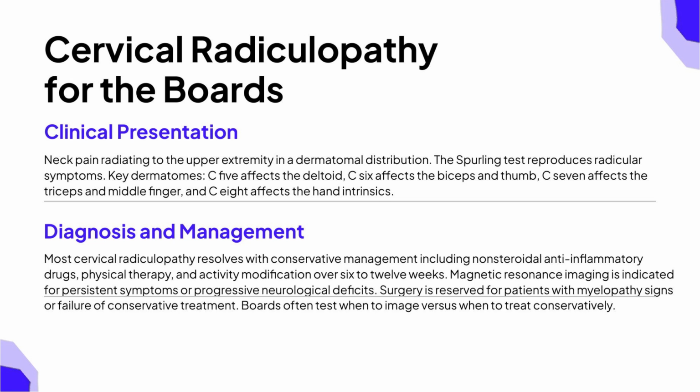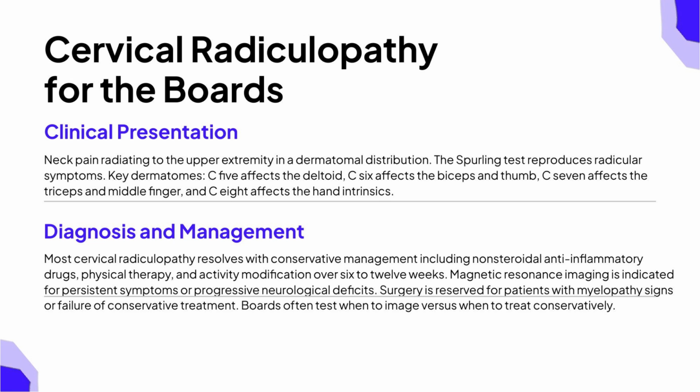You need to know the key dermatomes for the boards. C5 affects the deltoid and the lateral arm. C6 affects the biceps and the lateral forearm with the thumb. C7 affects the triceps and the middle finger. C8 affects the hand intrinsic muscles.